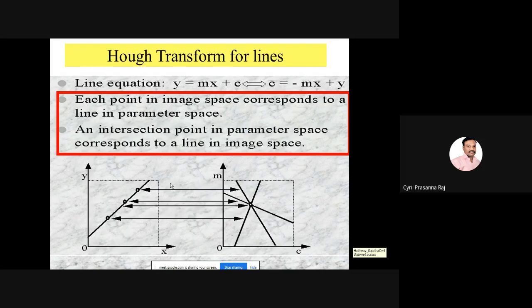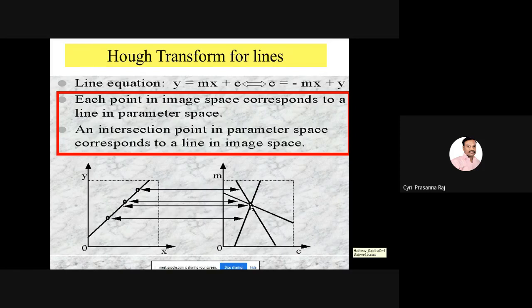Okay, so this is a very important understanding that we may have to get into before we could learn what Hough transform is. Let me explain it once again so that you are very clear about the process. If there are multiple points available on a straight line in the image space, all these points correspond to an intersection point in the parameter space.